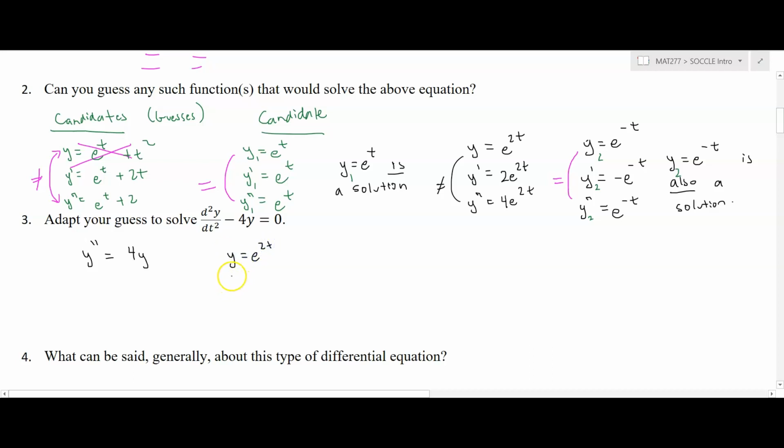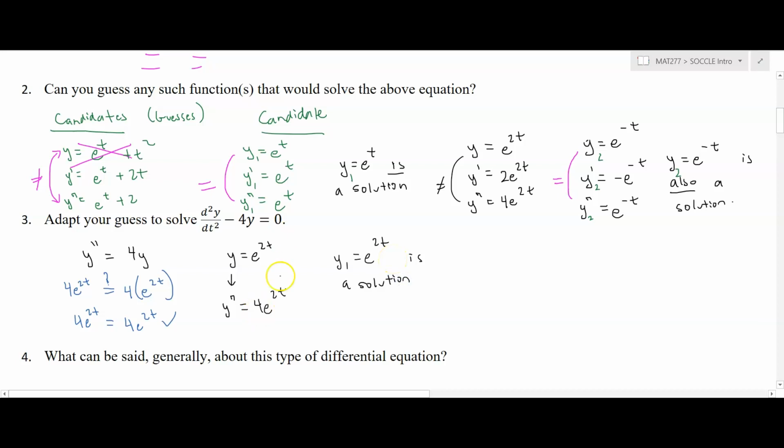then its second derivative, we've already calculated, is 4e to the 2t. And check this out. If I now substitute these in to see if they're equal, and by the way, checking second order solutions is exactly the same process, is that equal to, question mark, 4 times y, which is e to the 2t? Well, 4e to the 2t is in fact equal to 4e to the 2t, and therefore y1 equals e to the 2t is a solution.